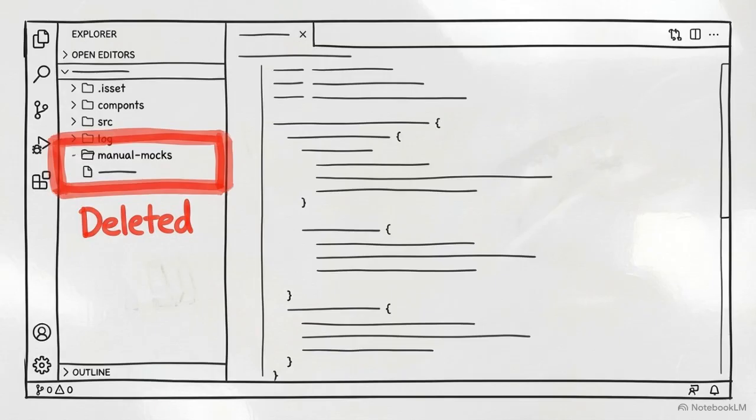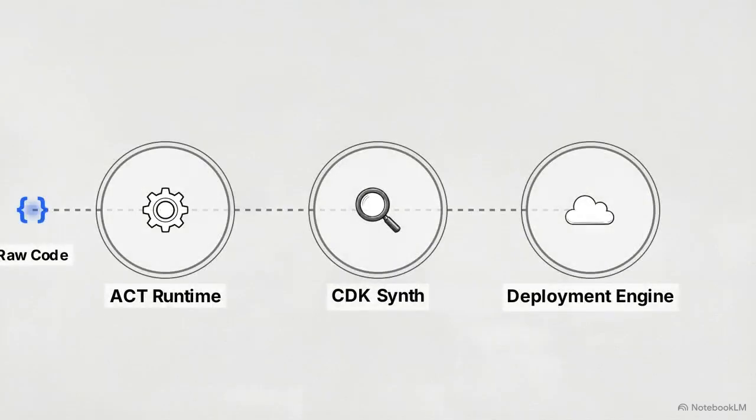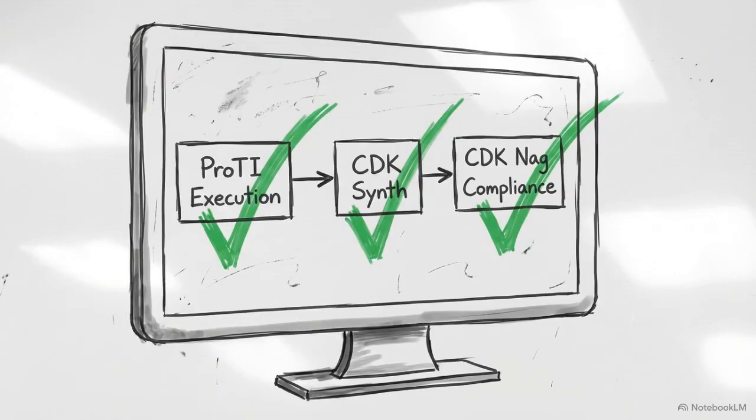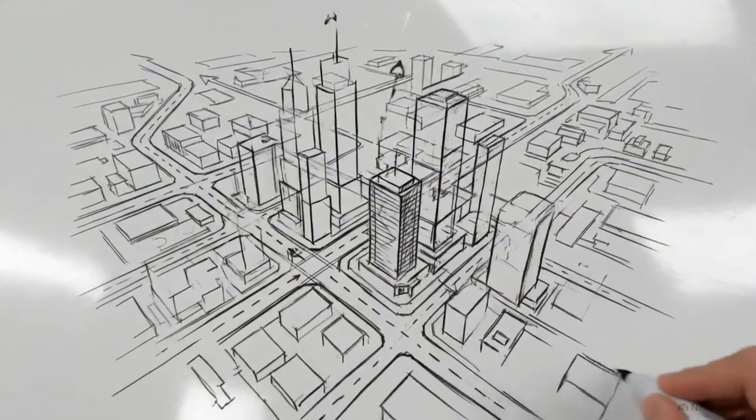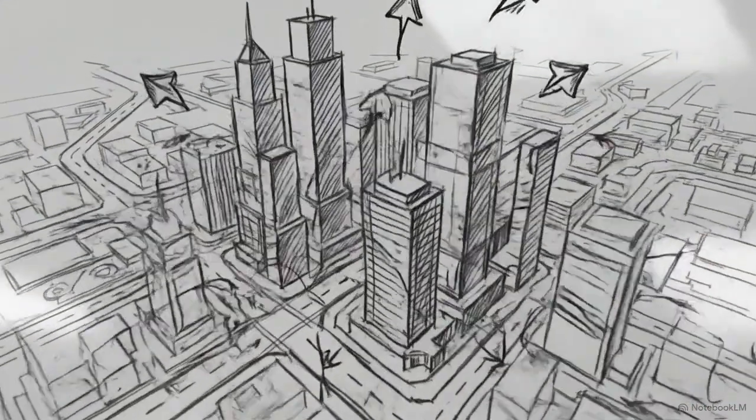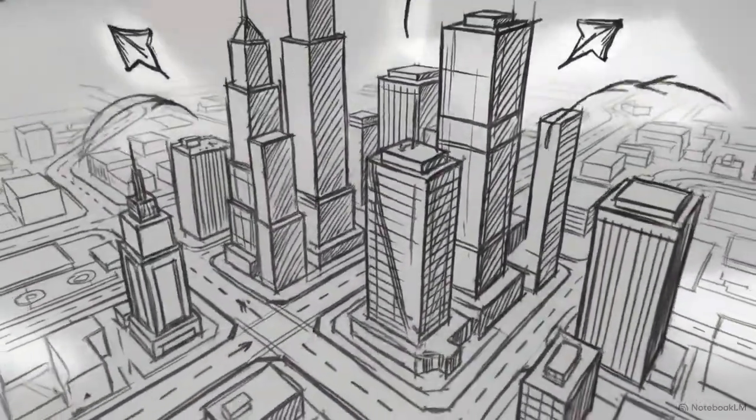This diagram maps these three layers into a single, unified, continuous integration pipeline. Raw code flows sequentially through the ACT runtime, passes structural validation during synthesis, and arrives clean at the deployment engine. High-velocity cloud engineering requires validating infrastructure mathematically before deployment. Pushing structural and logical testing as far left in the pipeline as possible is the exact mechanism required to scale complex cloud environments safely.